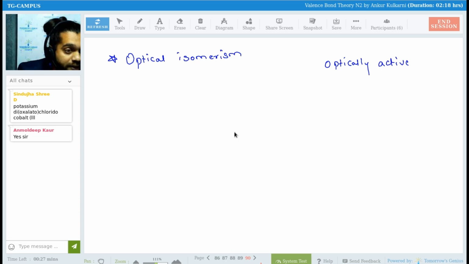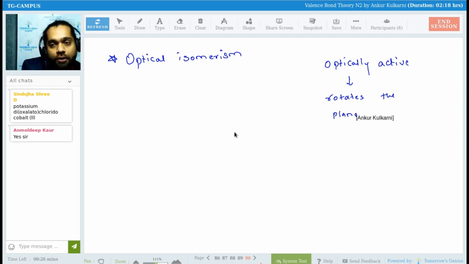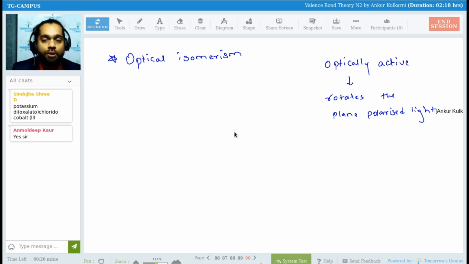Yes, correct. What else? It is only chiral carbon is not the necessity. When optically active, it means what? It rotates the plane of polarization. We'll go into details when we do organic. For now, remember, it rotates the plane polarized light. That time we say the compound is optically active and it shows optical activity.